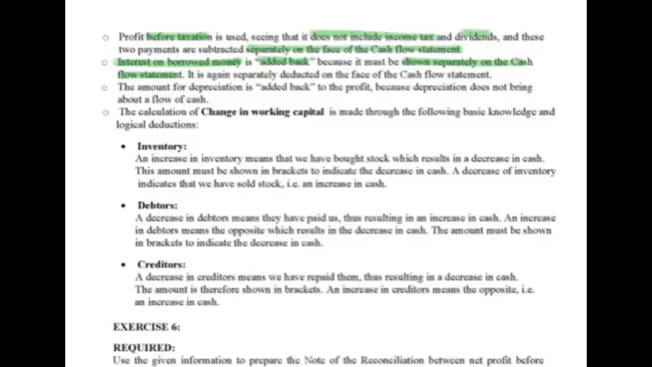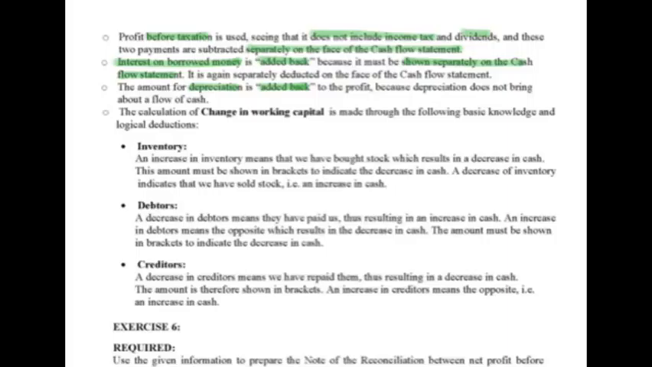Also, depreciation is added back into the profit because depreciation does not bring about a flow of cash. So when we worked out net profit in terms of the income statement, we would have subtracted depreciation. Because we subtracted it, we now need to add it back in. Because if we add it back in, the effect would be as if depreciation is not part of net profit anymore. Okay, so that's why we add it back.